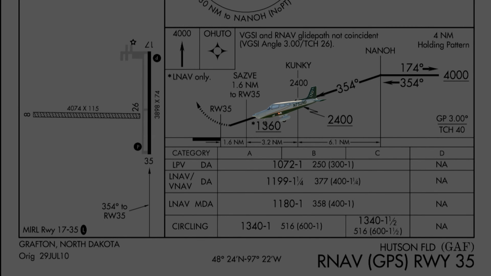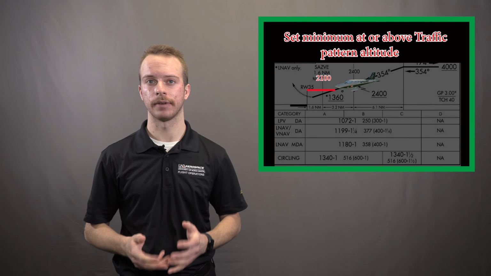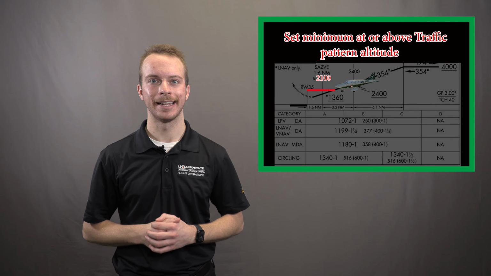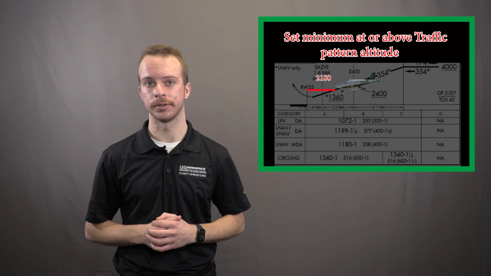In this example, going missed at SASV would be a good option as it's 1.6 miles from the runway and it gets you within a couple hundred feet of your normal minimums. Setting new minimums works best for non-precision approaches, but it can still be done for precision approaches. This is a great way to avoid VFR traffic and you can still log the approach for your student.